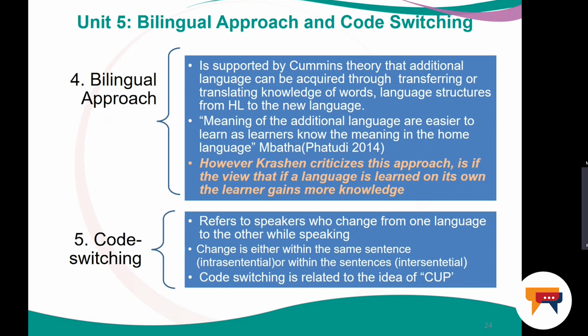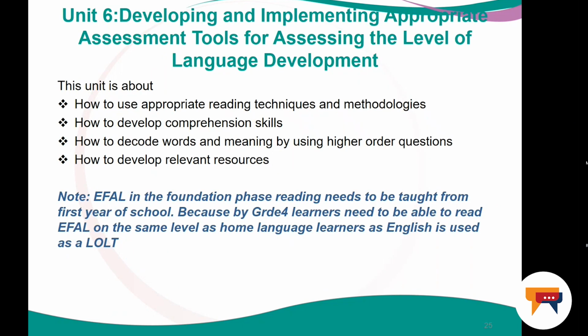And there is code switching. It refers to speakers who change from one language to the other, either within the same sentence or between sentences. And she says that this code switching is related to CALP, where you're looking at commonalities. You need to understand that.